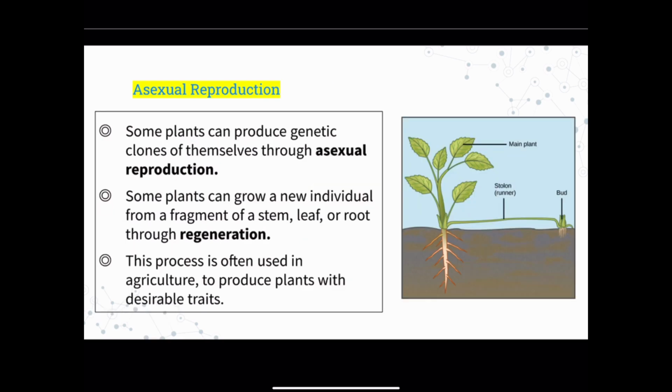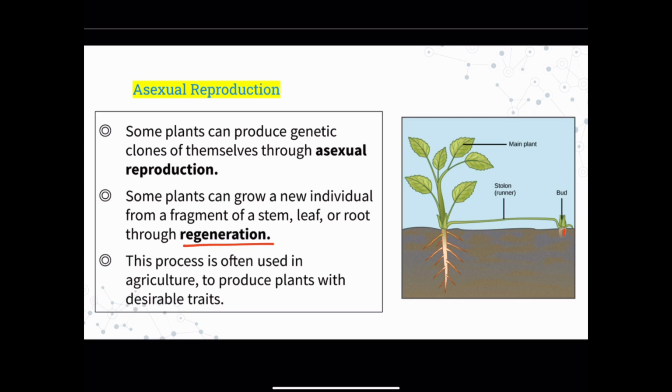Now, some plants can actually produce genetic clones of themselves through asexual reproduction. Some plants can grow a new individual from a fragment of a stem or a leaf or a root through regeneration or propagation. If you've ever seen me pull leaves off my cacti, I can break off a part of my cactus, put it in a moist environment like on a wet paper towel for a couple days, and I'll come back and it'll have a small bud and a root, and I can replant that and it'll grow into a whole new cactus.